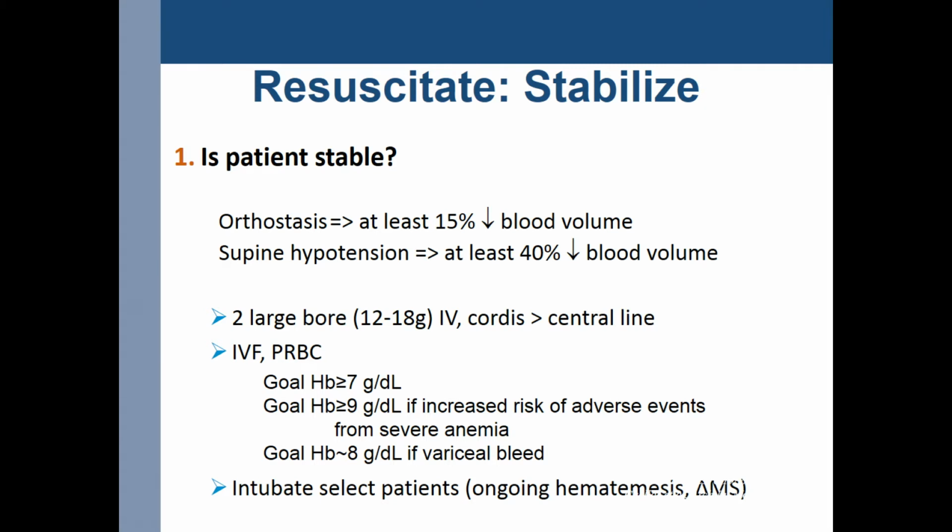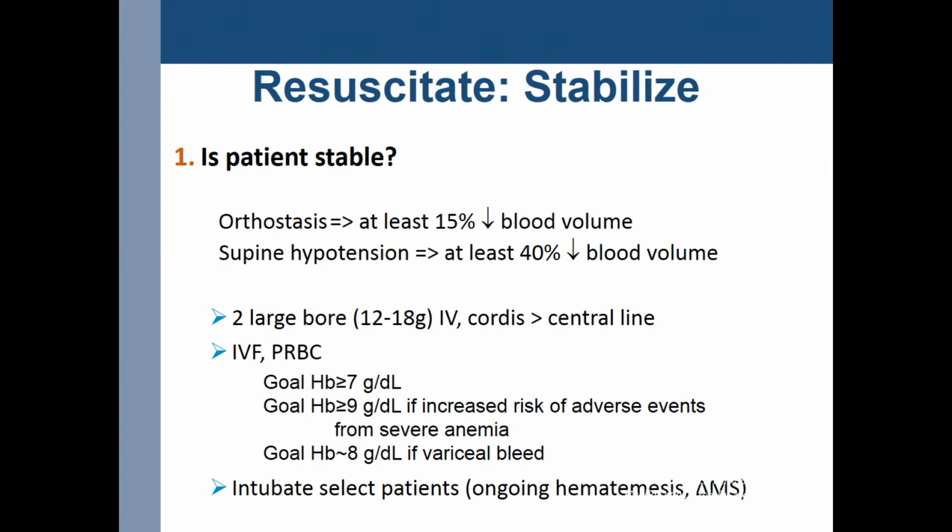All patients who are having GI bleeding should have at least 2 large bore 12 to 18 gauge IVs. If that's not possible, a Cordis is preferred to a central line because it is a larger gauge. Therefore, you can more rapidly infuse IV fluids as well as blood products. And before blood products are available, you do want to start volume resuscitating the patient with IV fluids.